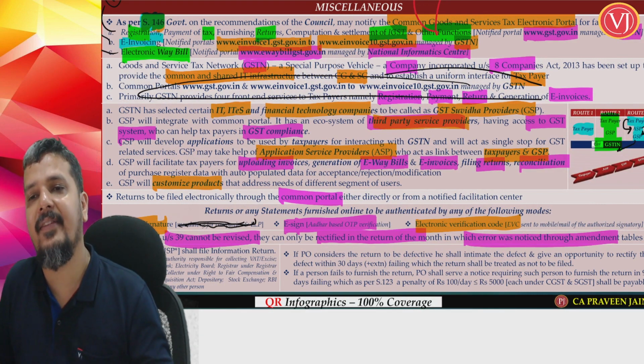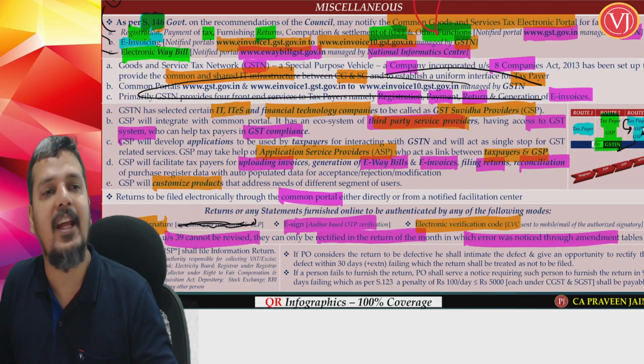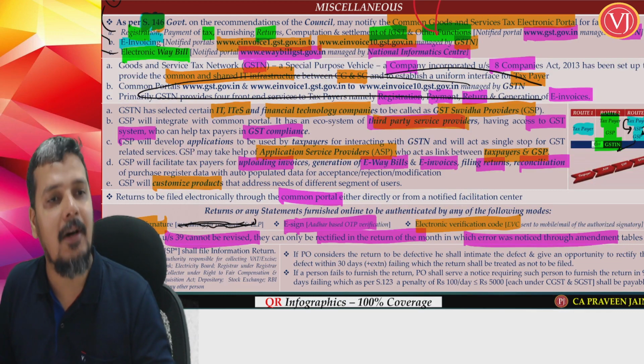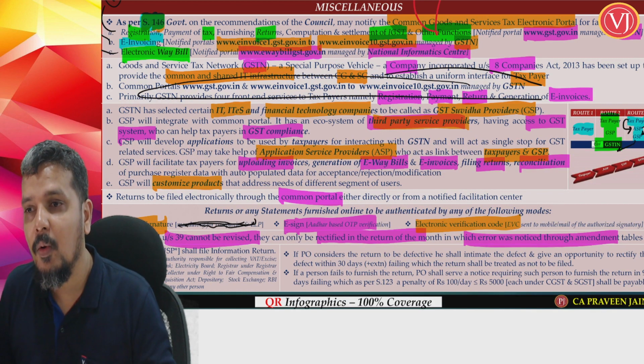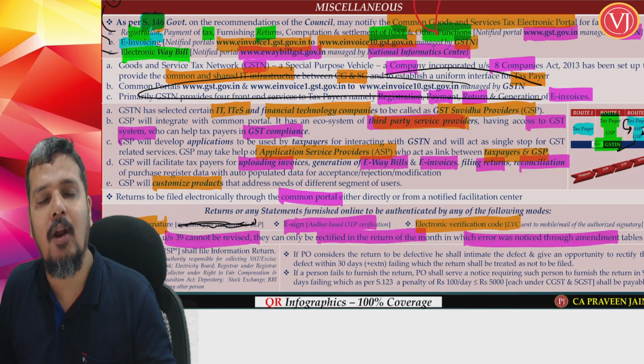Supposing there was a transaction of April which I missed, and I realized that in December. Can I revise my April month return? No. In which month have I noticed that error or omission? In the month of December. I can report it in December and make it correct.